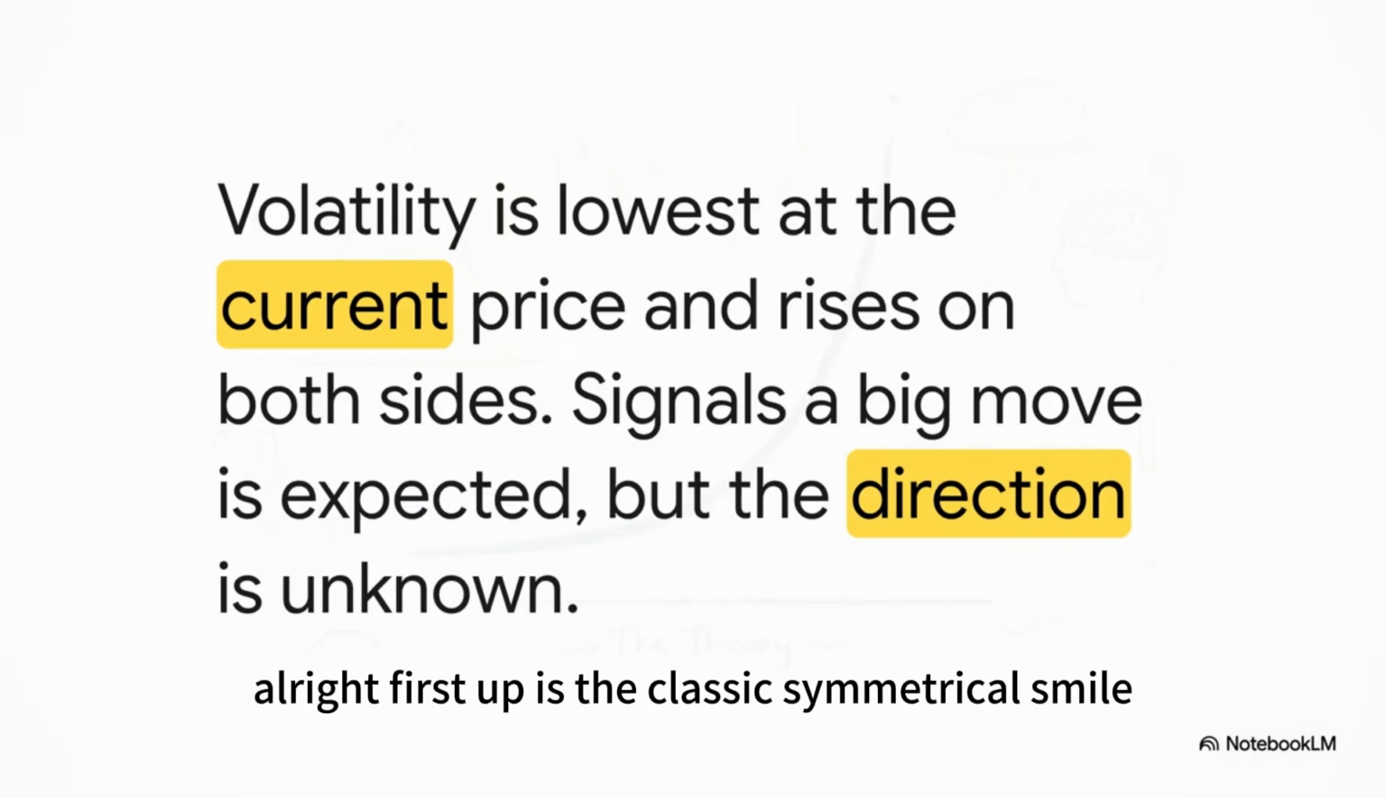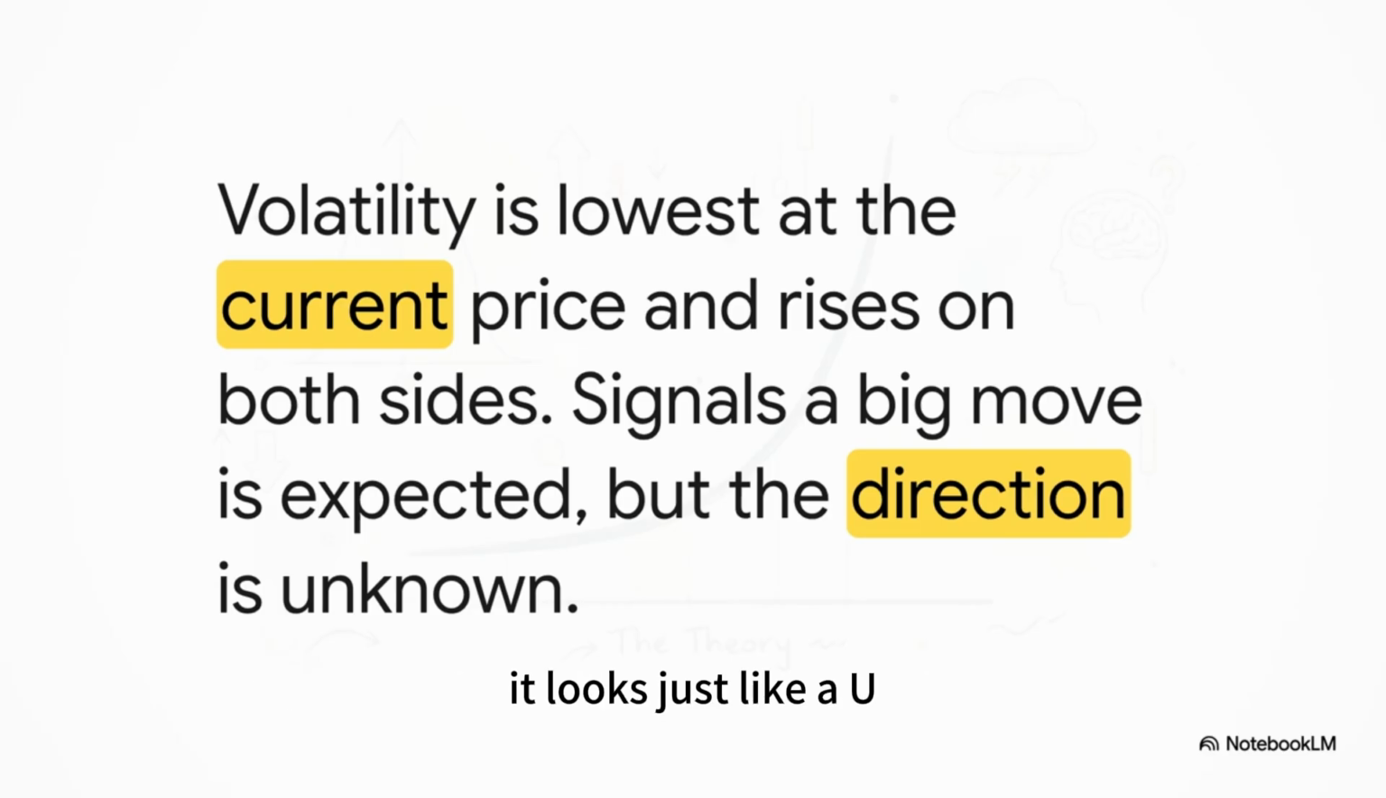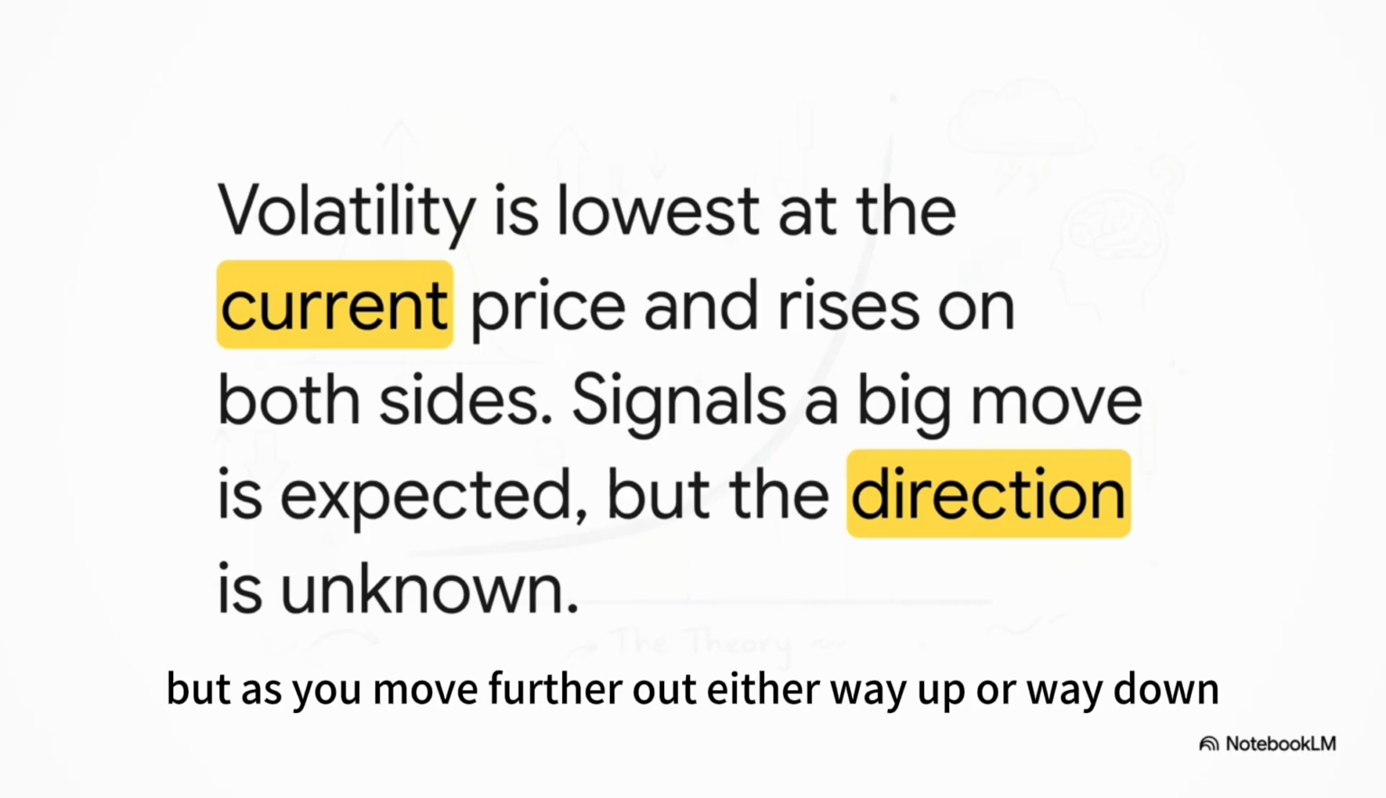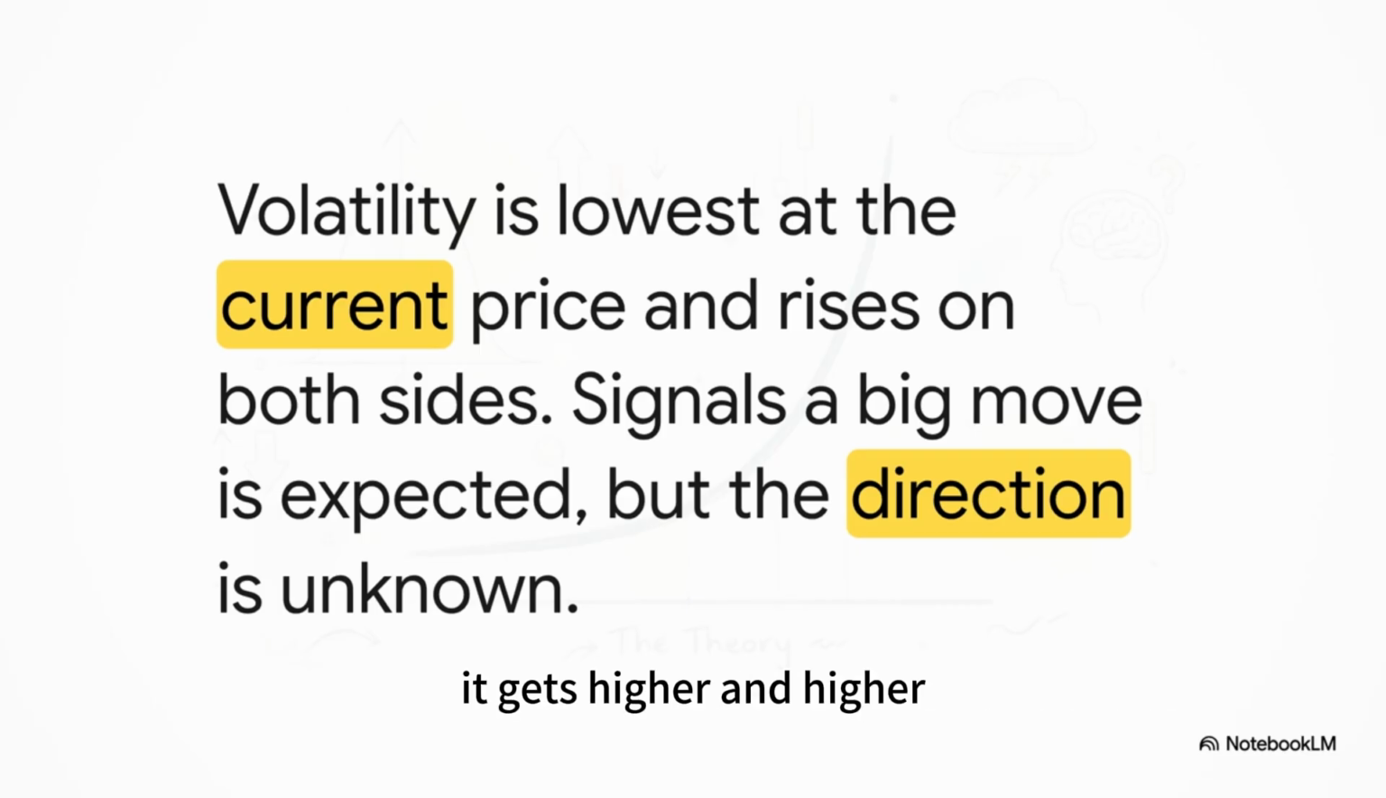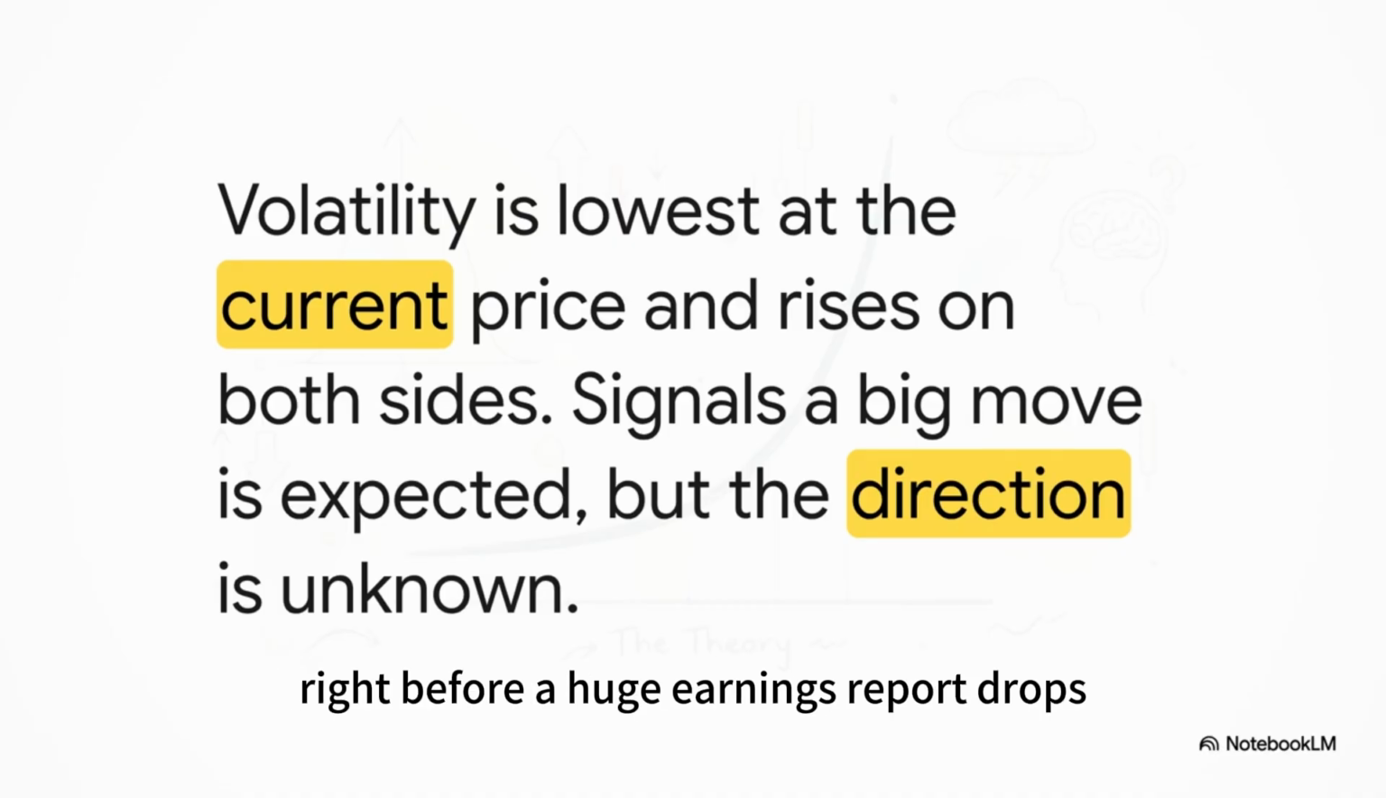All right, first up is the classic symmetrical smile. It looks just like a U. See how the volatility is lowest right there in the middle, near the current stock price. But as you move further out, either way up or way down, it gets higher and higher. What's that telling us? It's the market screaming, something big is going to happen, but we have no idea which way it's going to go. Just imagine the nervous energy right before a huge earnings report drops.